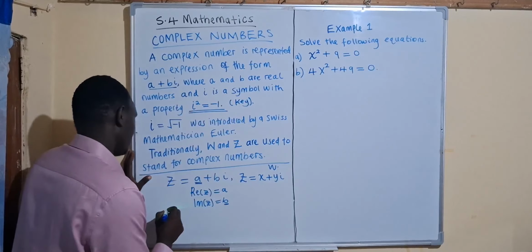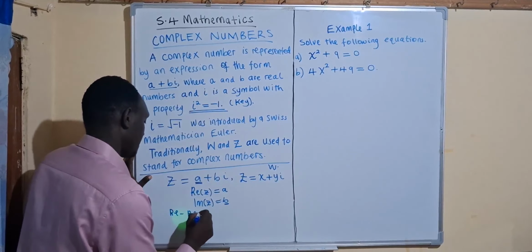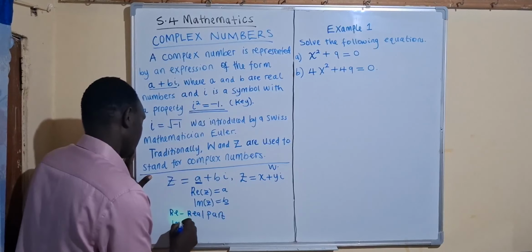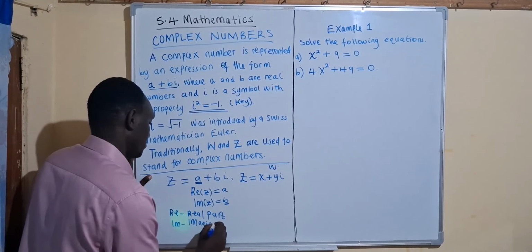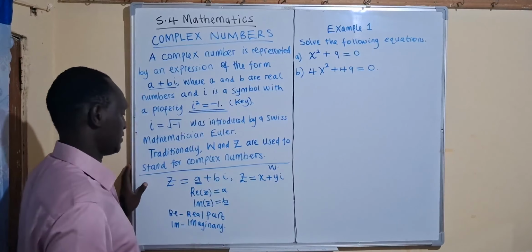So there are two parts here. One is the real part. This one stands for the real part. And this one stands for the imaginary part of the complex number Z.